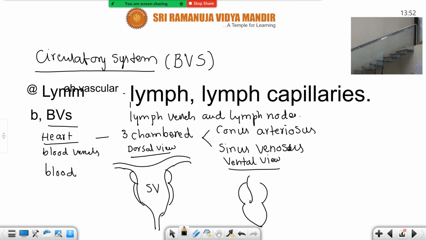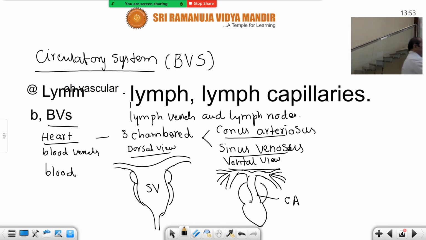From the ventricle a tubular sac-like structure arises, which is again divided into two branches. Each branch is again divided into three branches. This side also, three branches arise from each branch. So this is sinus venosus and this is the trunk, conus arteriosus. Conus arteriosus you can see on the ventral side of the heart. You can see sinus venosus on the dorsal side of the heart. Very, very important points. These two you remember, conus arteriosus and sinus venosus.